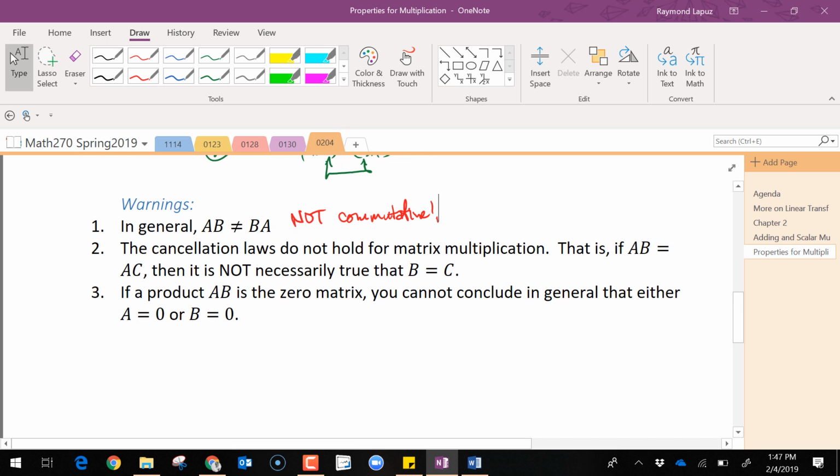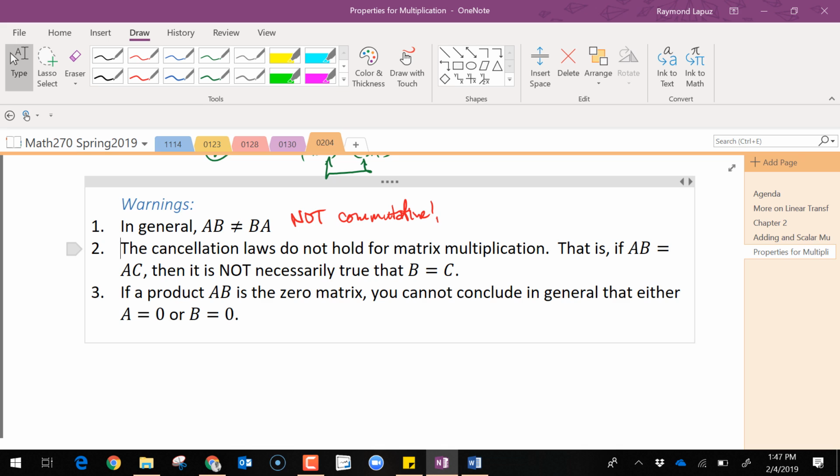Any questions about some of these warnings? So warnings number 2 and 3 kind of depend on the idea of inverses, which we'll talk about next time. But the way inverses work is different for matrix multiplication, and that's one of the things we have to be careful about.